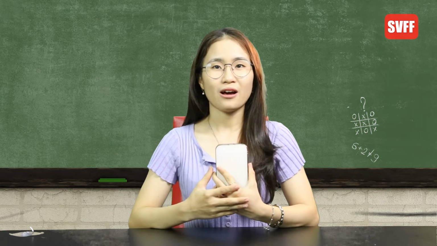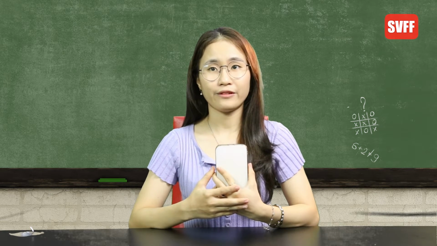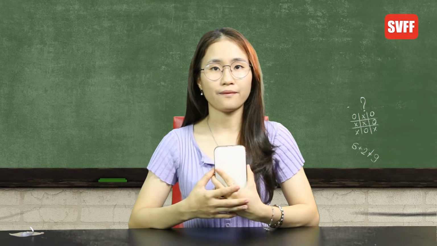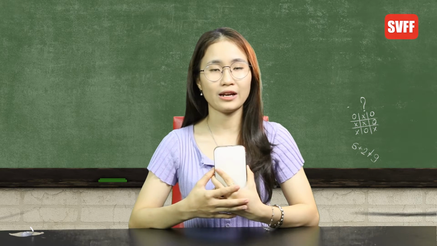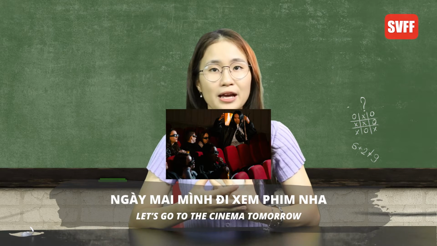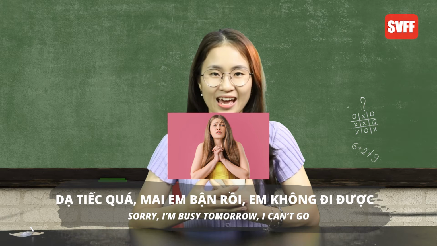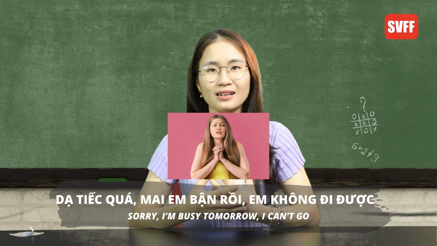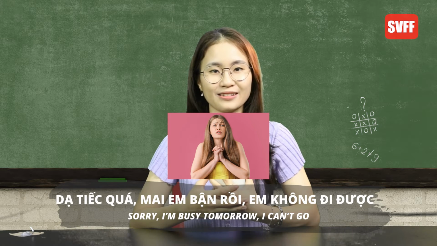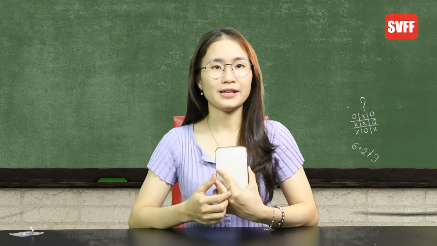Dạ. When you are not responding affirmatively, dạ can still be used at the beginning of a sentence to show politeness. For instance, ngày mai mình đi xem phim nha. Dạ, tiếc quá. Mai em bận rồi. Em không đi được.